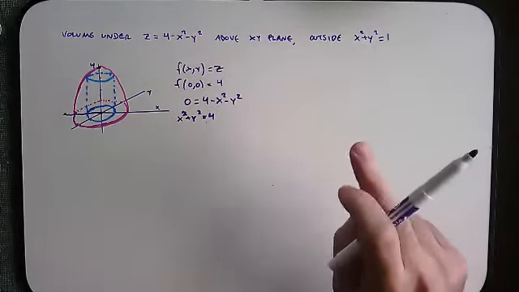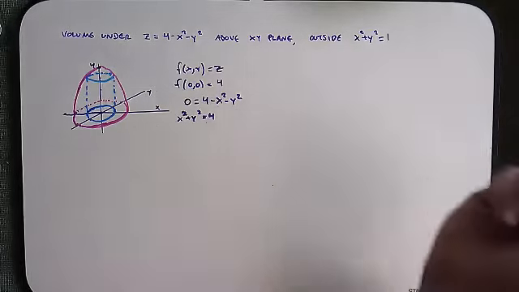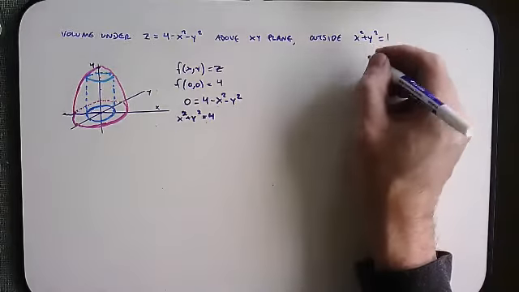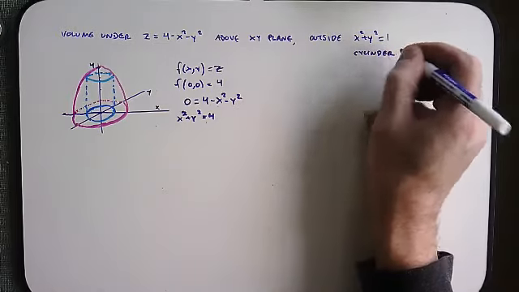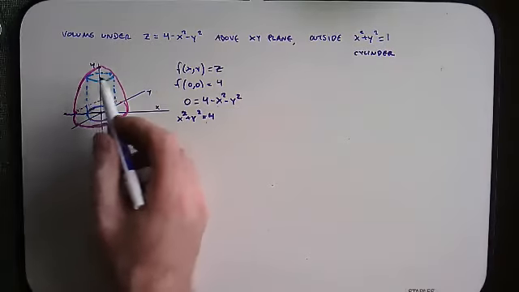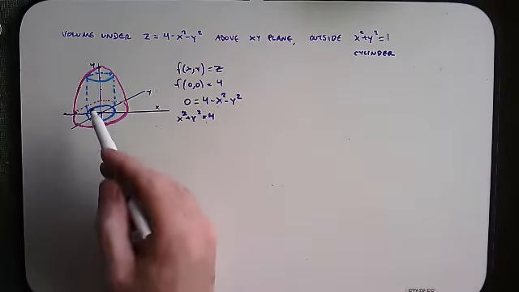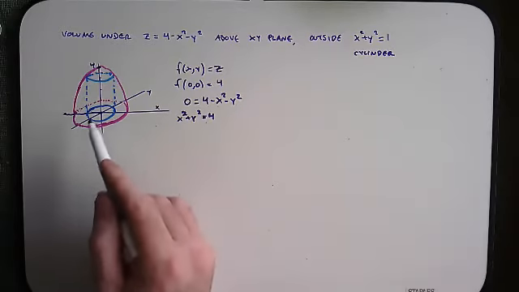And then outside x squared plus y squared equals 1. So x squared plus y squared equals 1, that's a cylinder, right? It's a unit cylinder centered at the origin. I've drawn that in blue there. And it's interesting thinking about what this region is going to be.